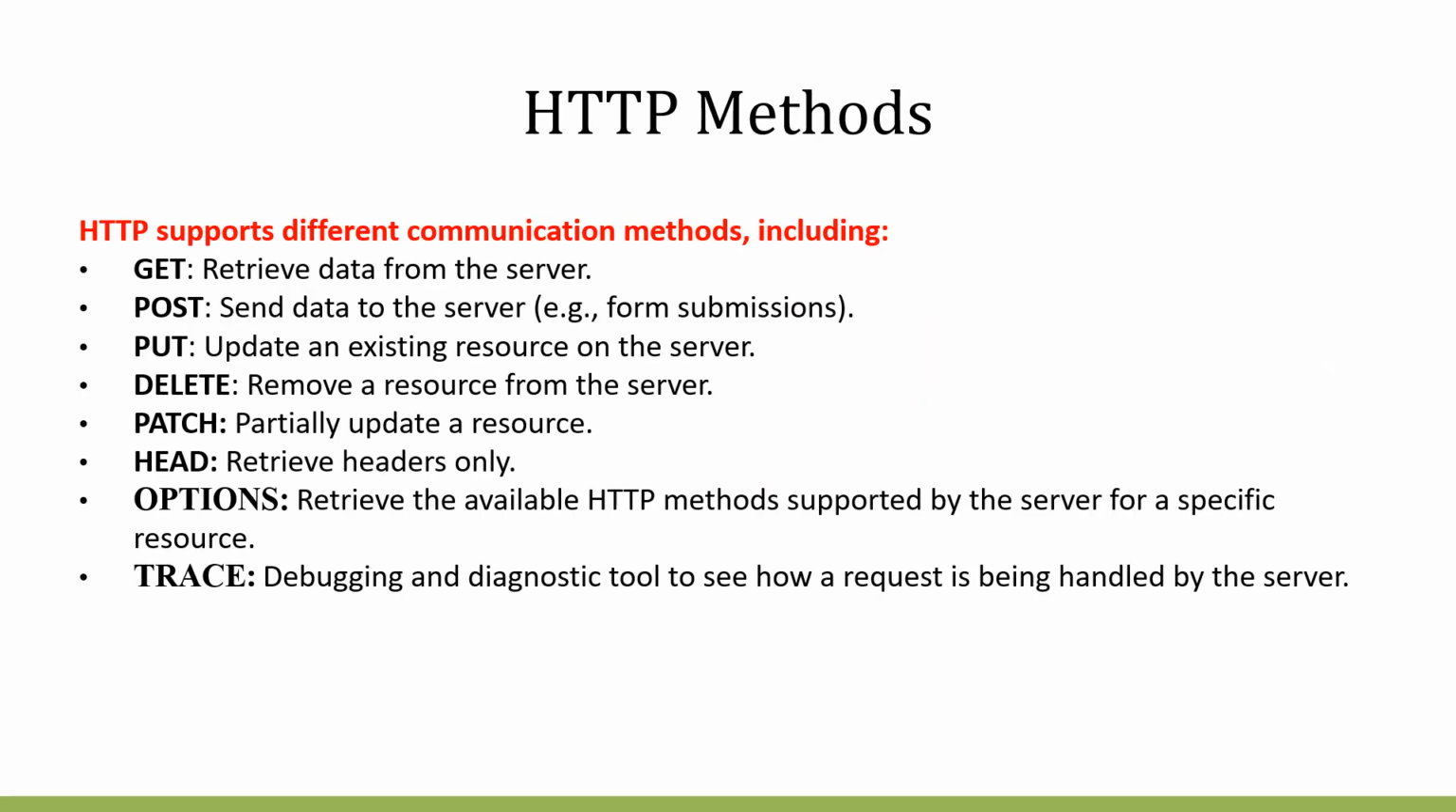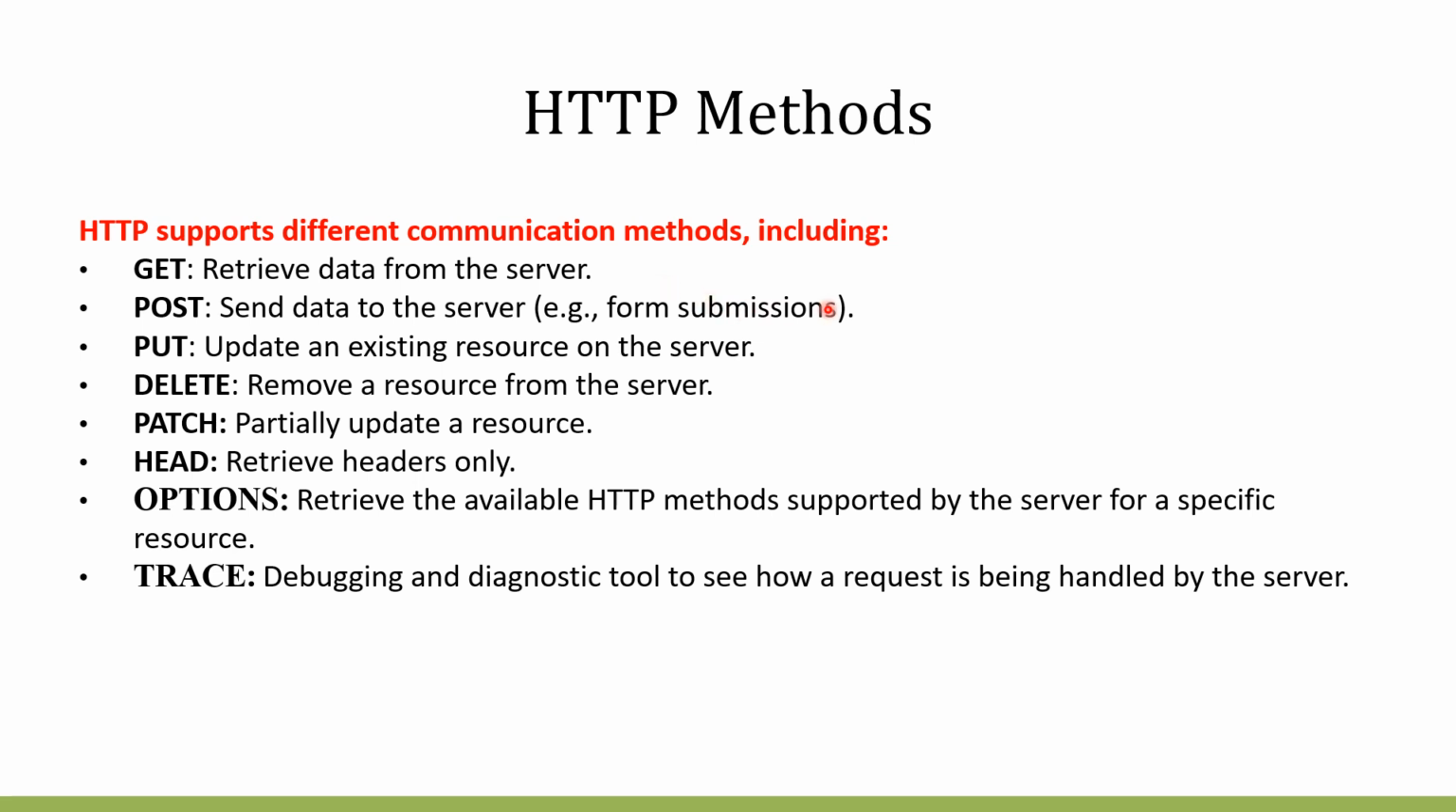HTTP methods define access. A client, for example a web browser, can make requests to a server. These methods specify what kind of operation is to be performed on the resource located on the server. Here is a detailed overview of the common HTTP methods. The first one, GET, retrieves data from the server. It requests data from a specific resource like a web page or API endpoint.